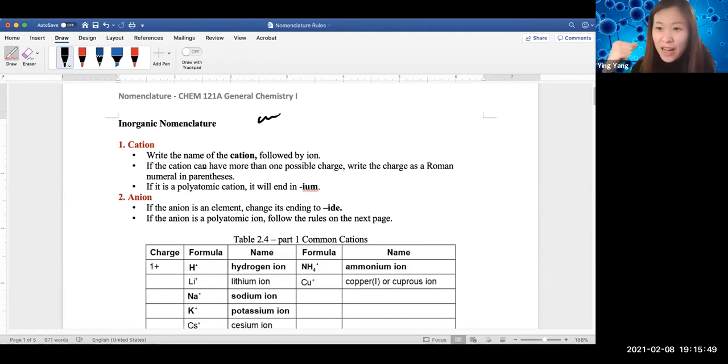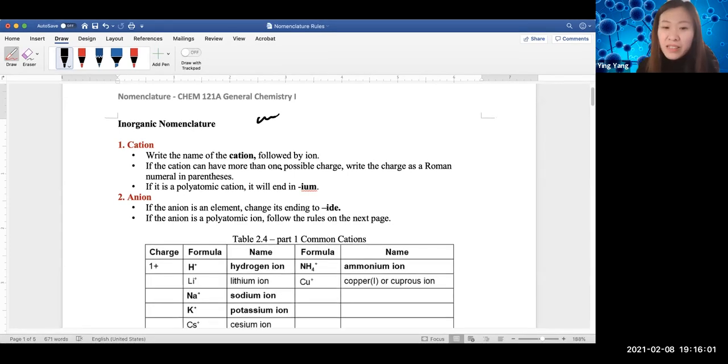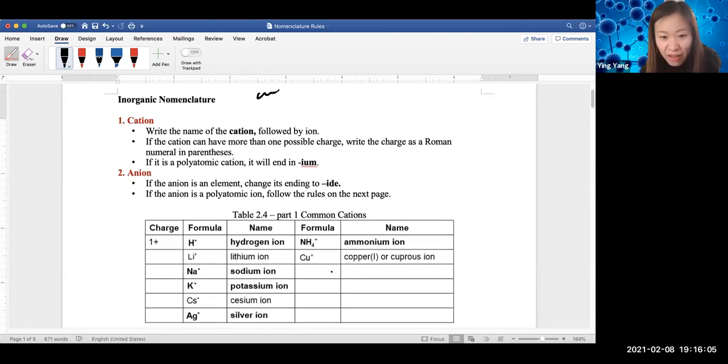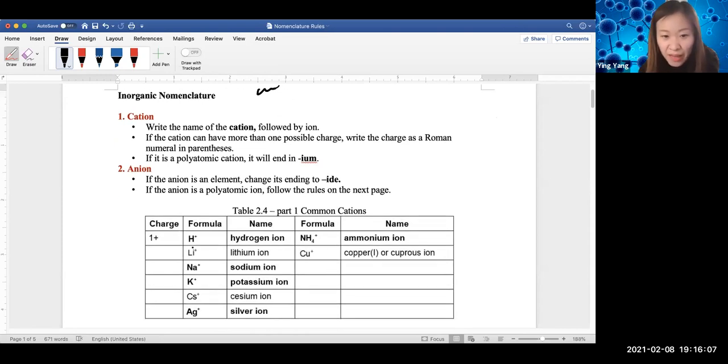So, naming rules. First, we are going to see how to name ions, cation and anion. These are pretty simple, especially for the cation. For cation, just write down the name of the cation followed by ion. What it means is just write down the name of the element. For example, hydrogen ion. The name of the element is hydrogen, followed by ion. This is a simple rule for cations.